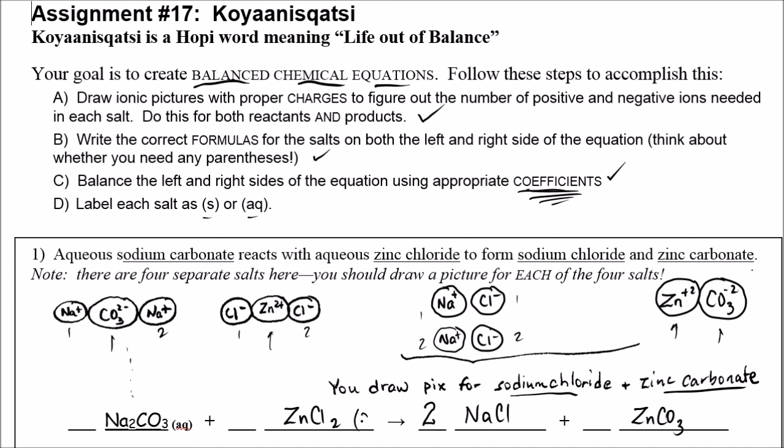Zinc chloride is soluble, therefore aq is the proper label. It will be dissolved in water. Sodium chloride is soluble. The ocean is filled with sodium chloride. Zinc carbonate is the insoluble. That's the one that gets labeled solid. This is now done. Balanced equation with all the proper symbols.